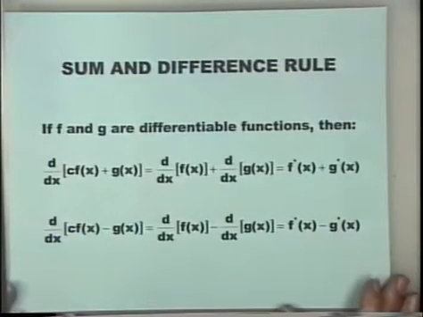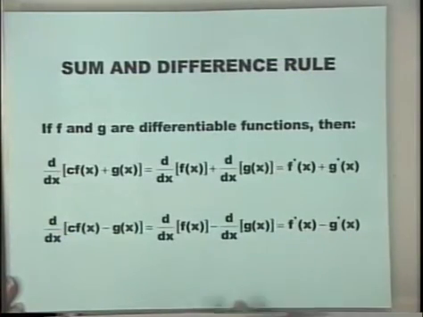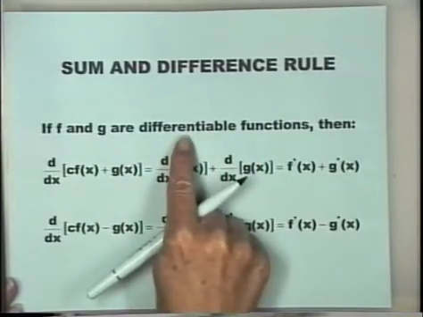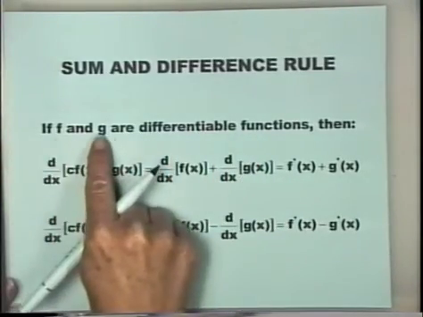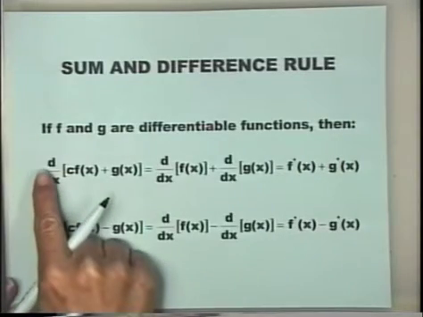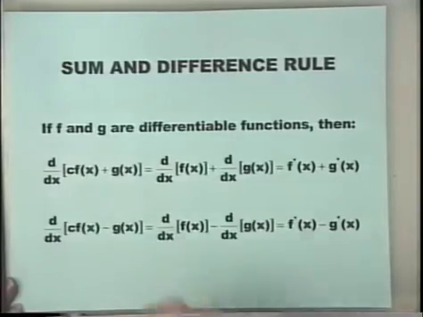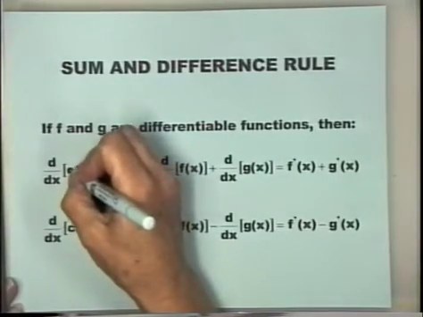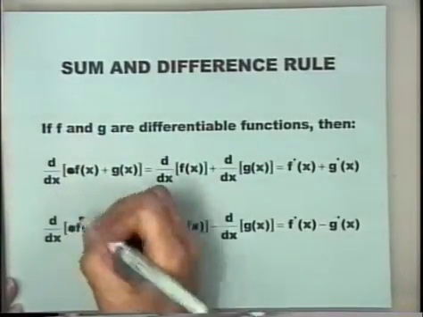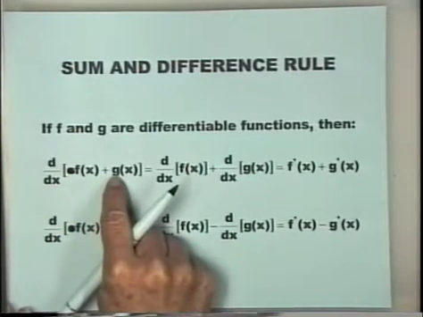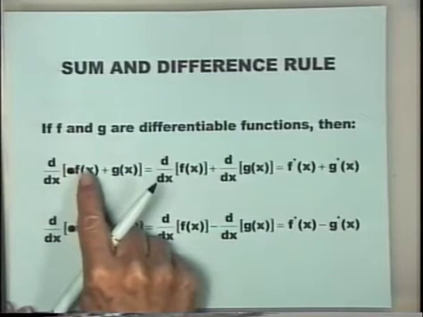Let's look at some other rules that will help us. This is the sum and difference rule. If f and g are differentiable functions, again that just means we can find the derivative of each of these, then the derivative with respect to x, oops, I shouldn't have that c there, I had a mistype, let me mark that out. This should just be f of x plus g of x in here. I apologize for that typing error.